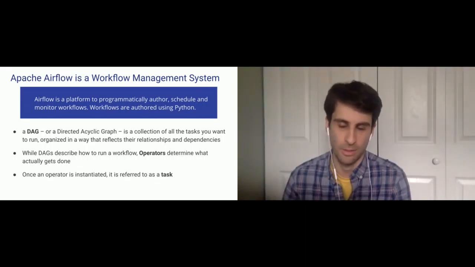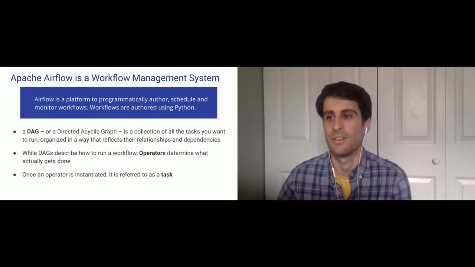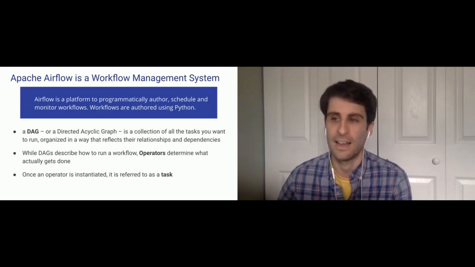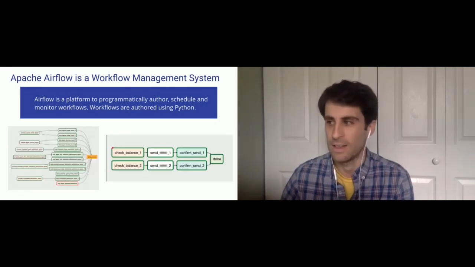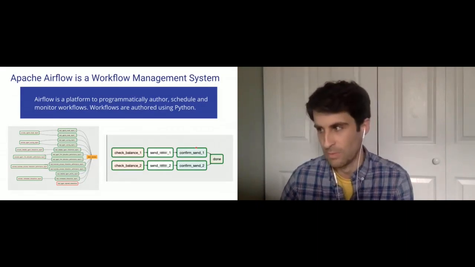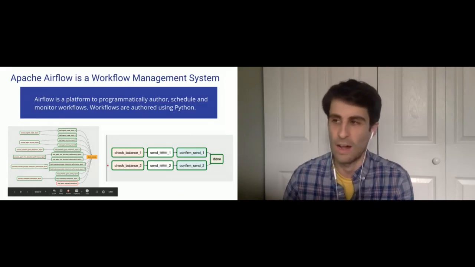Here are just a couple of examples of directed acyclic graph workflows. On this side, this is an old workflow that I used to do when I was working previously. I actually pulled this from a talk a while ago. And this is the workflow that I'm going to focus on today. What's happening here is there are two wallets, and we're first checking the balance of a wallet, then sending any surplus to another wallet, then confirming that the send was successful, and then completing it. And we do this workflow twice for two different wallets.